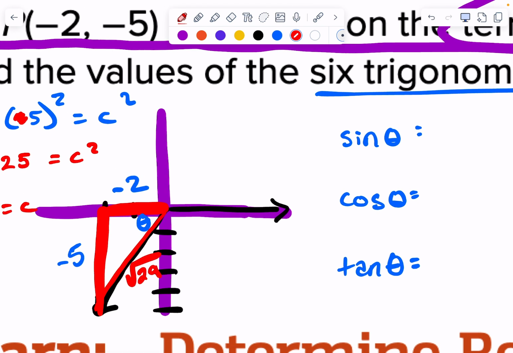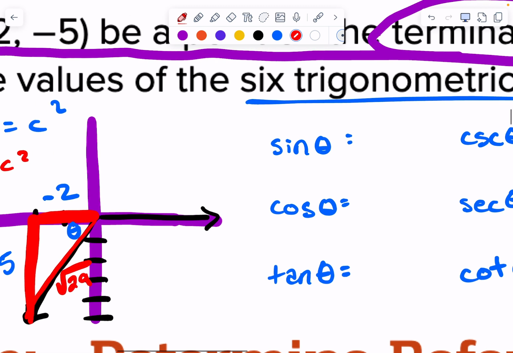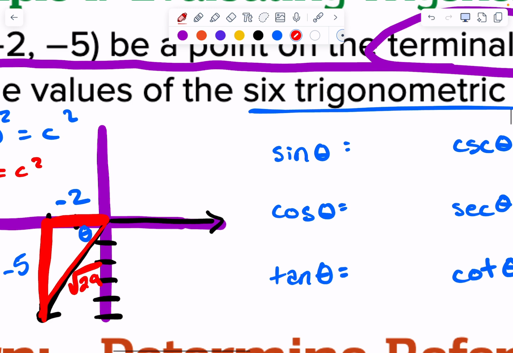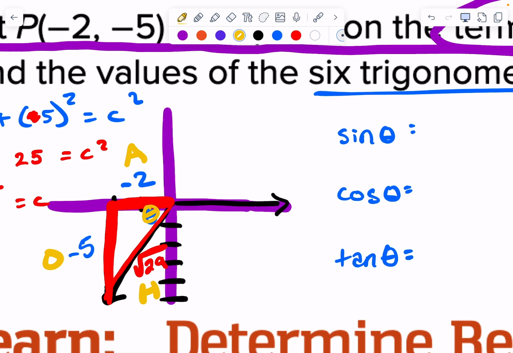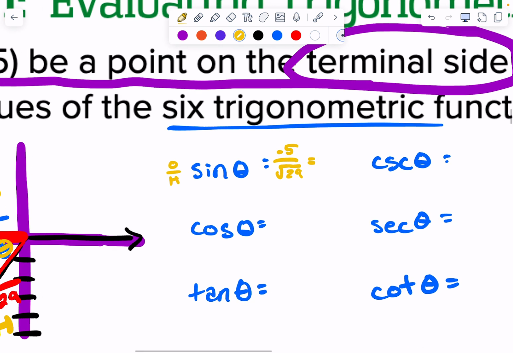Now, here's the problem. If we end up with the square root of 29 on the bottom of our fraction, we're going to have to rationalize, right? Okay, so sine, let's label our sides here. Angle theta lives here. -5 is which side? Opposite. We know hypotenuse is here, and then this guy would be the adjacent side. So sine is opposite over hypotenuse, right? -5 over the square root of 29. If you rationalize, that is -5 square root of 29 over 29.